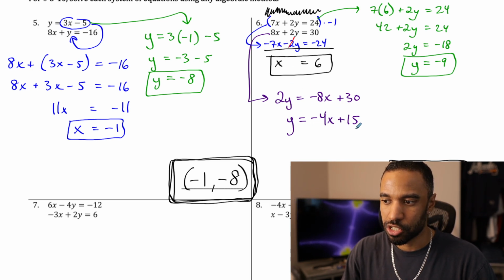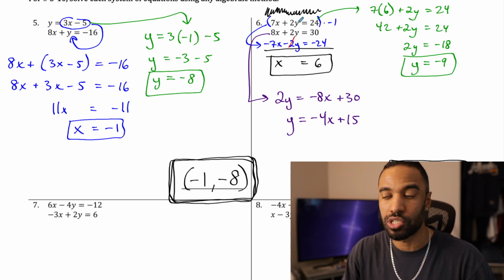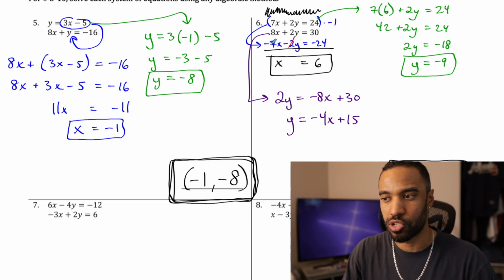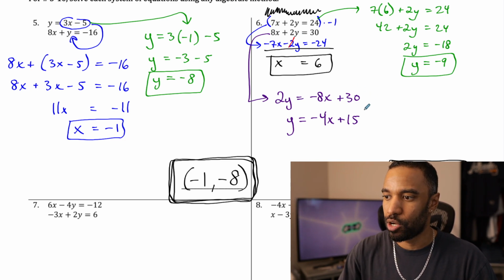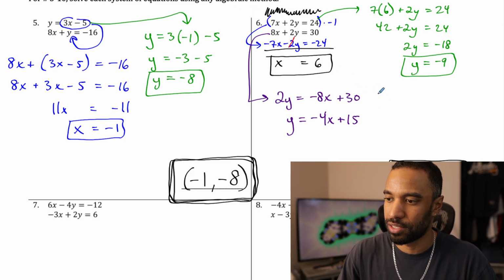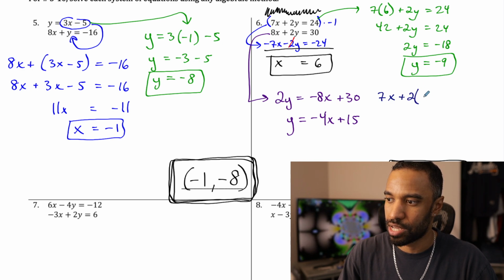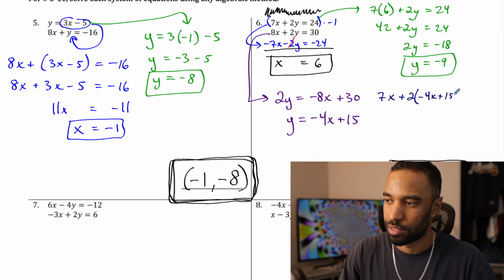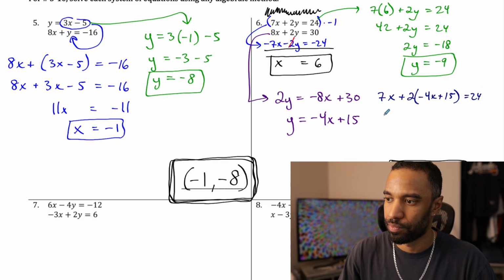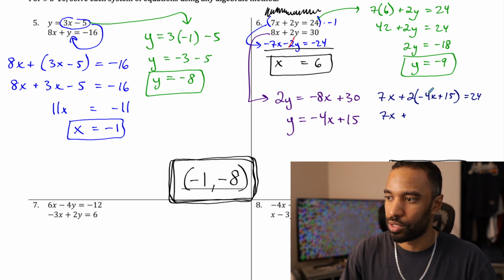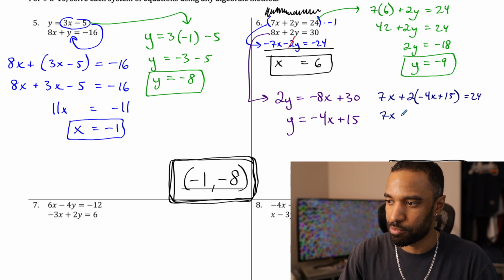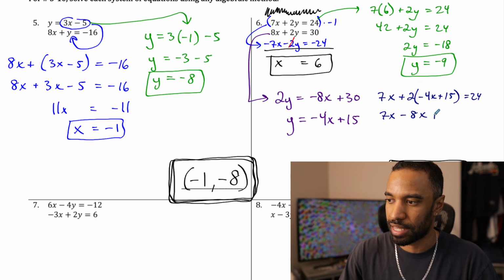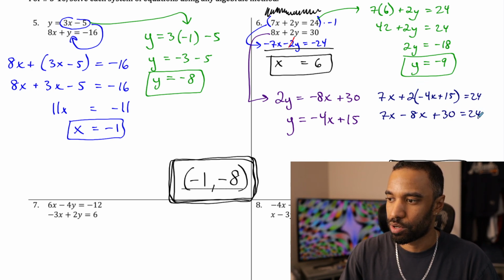I can take this expression and substitute it in for y in this top original equation that I had. Remember, assume I have nothing else right now. Because I got the bottom equation by itself on y, now I have to substitute into the top equation. So in that top equation, it'll now say 7x plus 2 times, here's my y, equals 24. And I distribute the 2 into negative 4x, that gives me negative 8x. I distribute 2 into 15, that gives me 30. And that gives me 24 there.